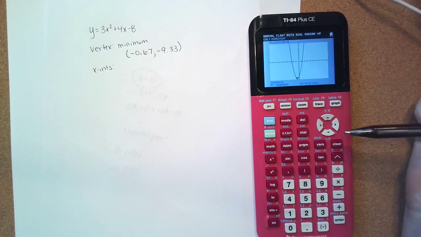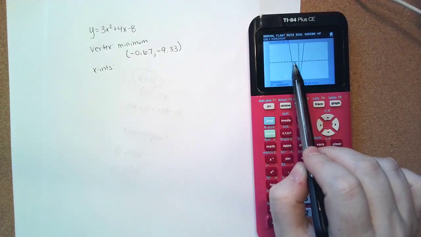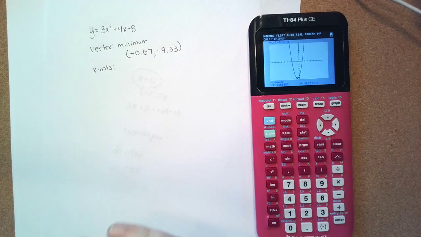That is our vertex. So we also want to find the x-intercepts, which is where the graph crosses the x-axis.